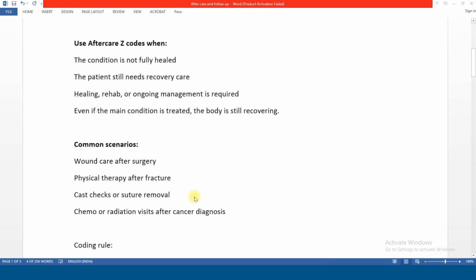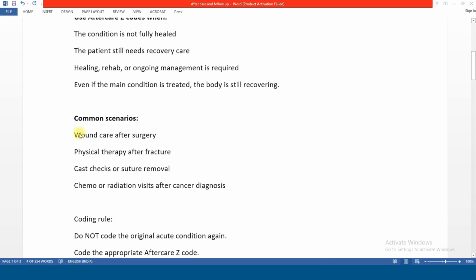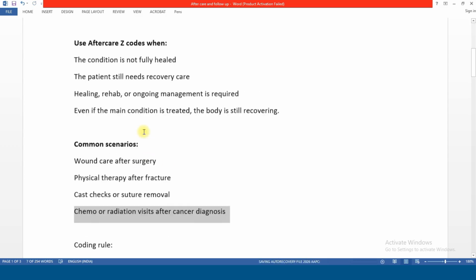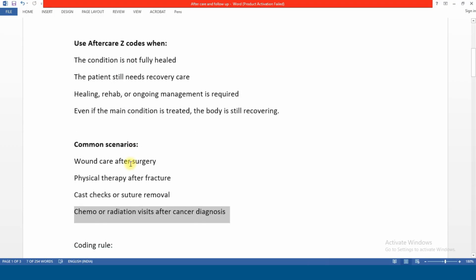Next we will see a few common scenarios related to aftercare. What are the common scenarios? Wound care after surgery, physical therapy after fracture, cast checks or suture removal, chemo or radiation visits after cancer diagnosis. These are the common scenarios for aftercare. For all these scenarios you need to use aftercare Z codes.